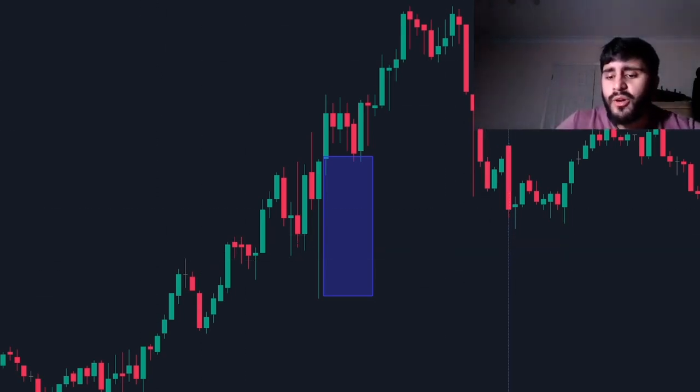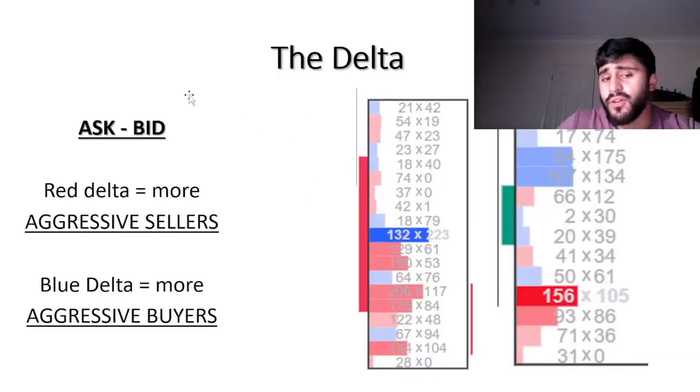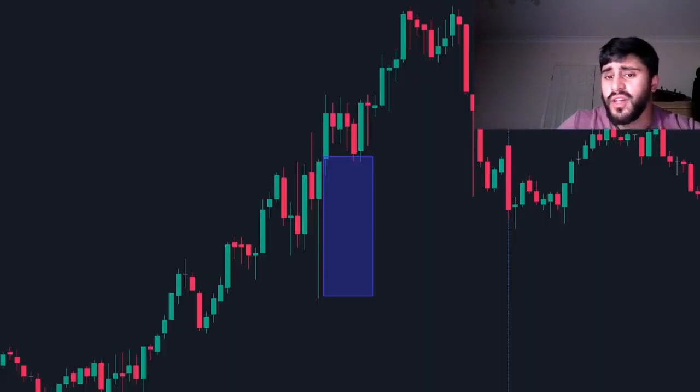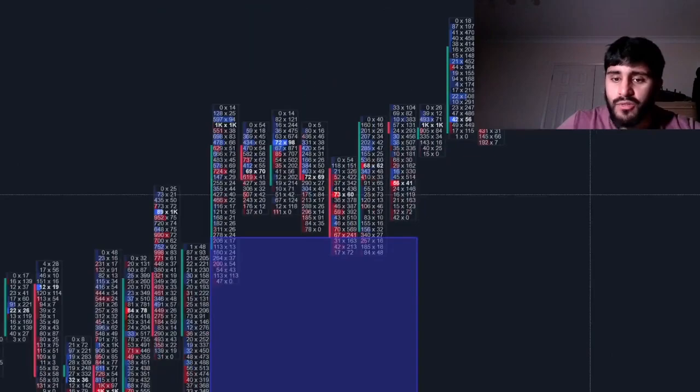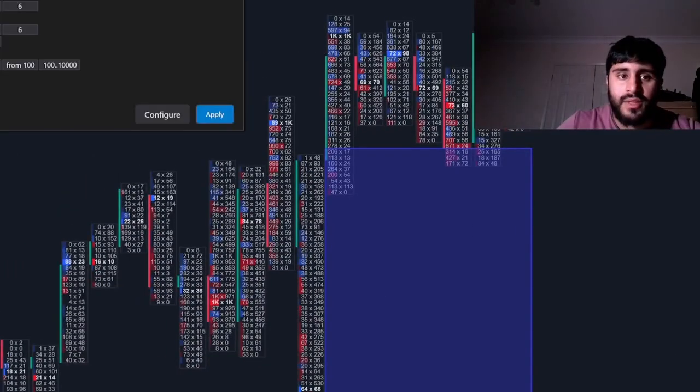So if we go back to the previous slide quickly, right, what we're looking for is the ask minus the bid. So we're looking for this on the footprint chart. And this is what the footprint chart really entails, right? So let's break this down in some detail.